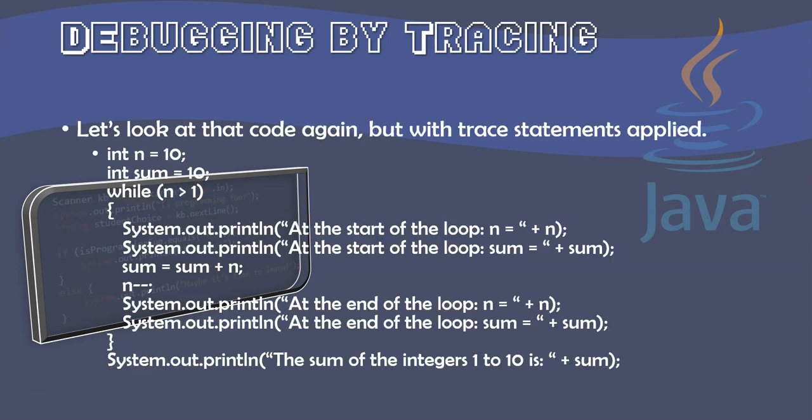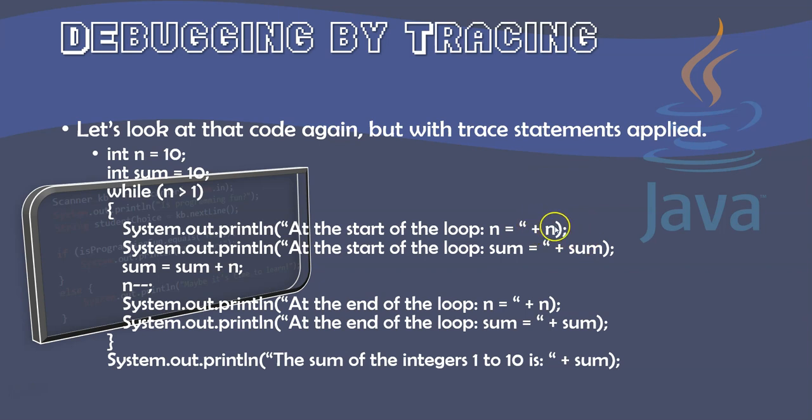So when we start looking at debugging by tracing, let's go back to that code that we saw previously, but with trace statements applied. And you can see in here we have println statements that are outputting n and sum. We could, of course, just have this print out n and print out sum. That's fine. But by adding a little bit of string context here, we say at the start of the loop and at the end of the loop, it allows us to know what we are actually defining here.